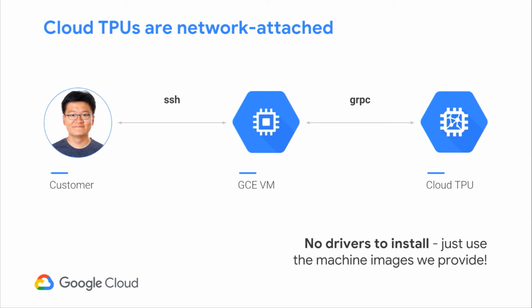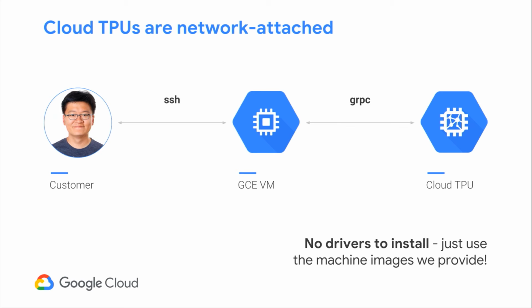You can choose a VM of whatever size or shape that you want, which I'm showing here in the middle. The customer, off to the left, is SSH'd into that VM. You can install whatever software you want. You can attach other accelerators if you want to. You can choose a custom size and shape. And then you install our machine image that we provide, which has open source TensorFlow on it with TensorFlow 1.8. And then this VM communicates over the network with a Cloud TPU.